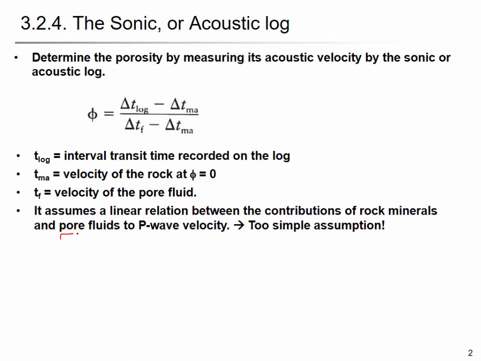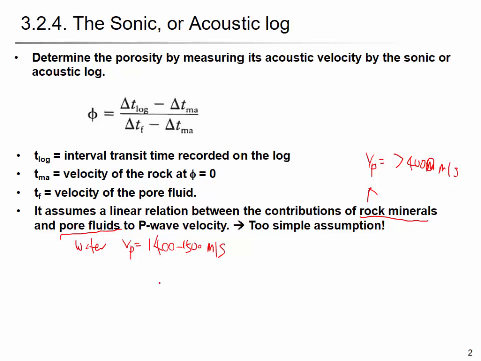So the pore fluid, let's assume that this is water. If it's water, what's the P velocity of water? 1400? 1400 to 1500, right? 1400 to 1500 meters per second. And the rock mineral, let's say we have carbonate or quartz, how much will be the P velocity? More than 3,000, more than 4,000 meters per second, right? So it's going to be more than 4,000 meters per second.